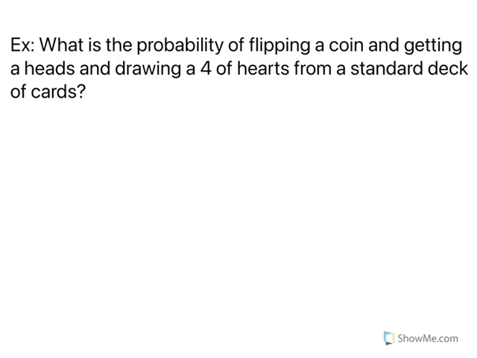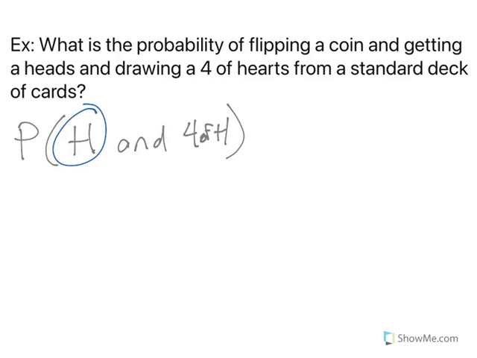Okay, so what is the probability of flipping a coin and getting a heads, and drawing a 4 of hearts from a standard deck of cards? So the probability of a heads and a 4 of hearts. That's my own little notation there. So these are the two things. So we're doing the probability of heads times the probability of getting a 4 of hearts.